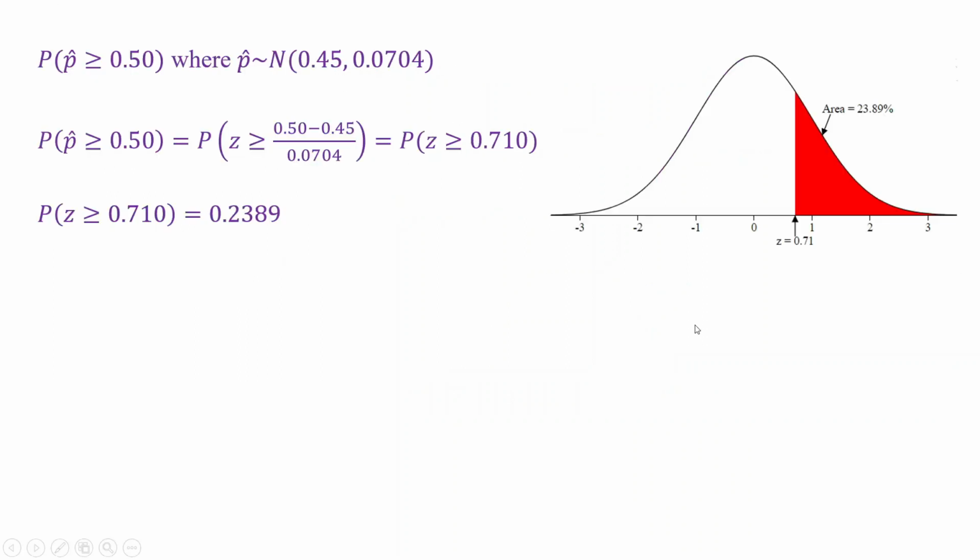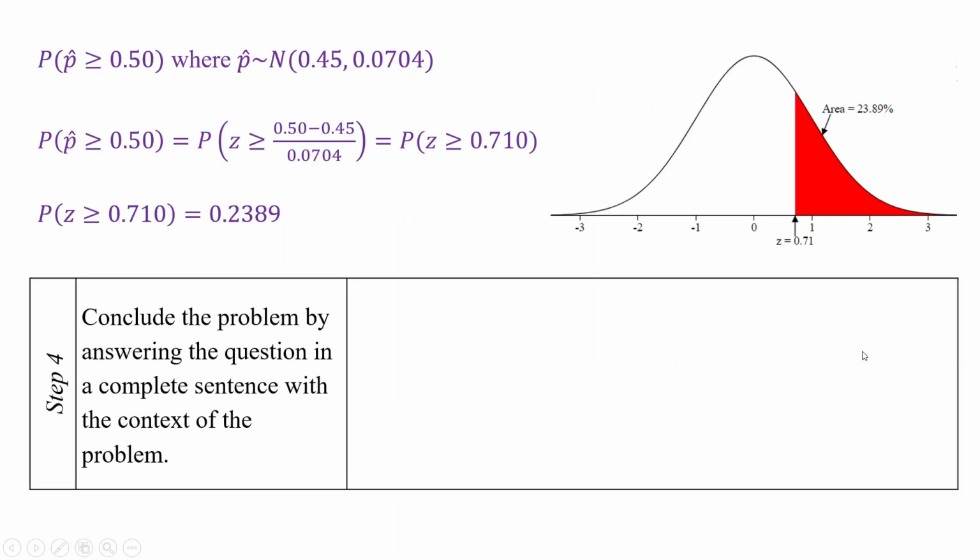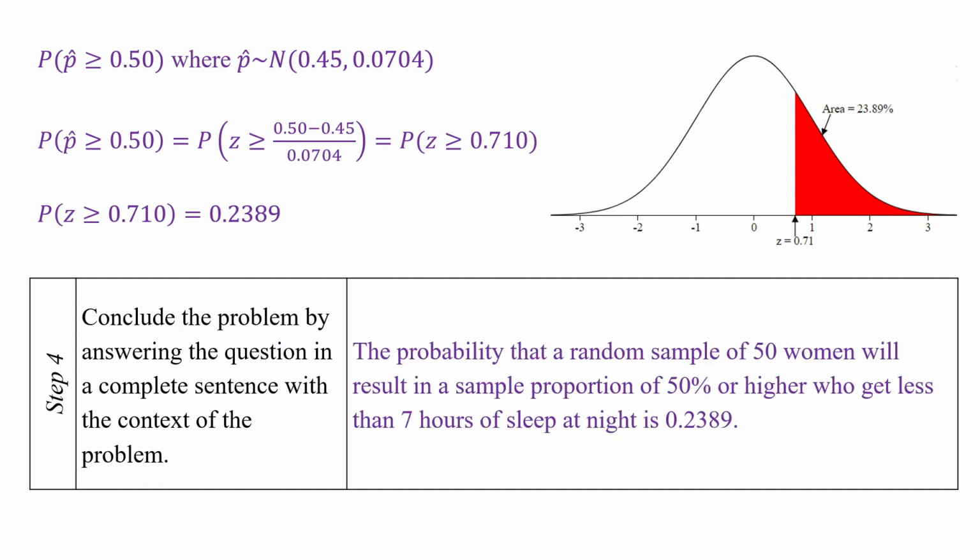Okay, so that's what we just did. Our last step is conclude, right? We want to conclude the problem by answering the question in a complete sentence with the context of the problem. Okay, so we say the probability that a random sample of 50 women will result in a sample proportion of 50% or higher who get less than 7 hours of sleep at night is 0.2389, right? Kind of a mouthful, okay?